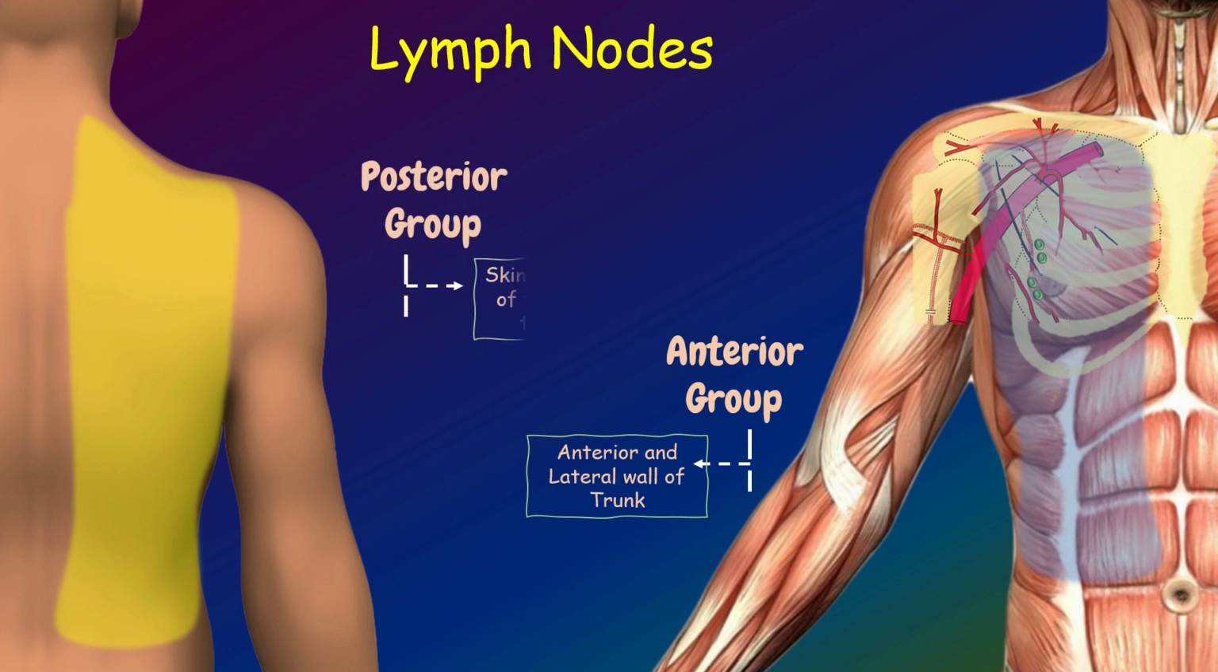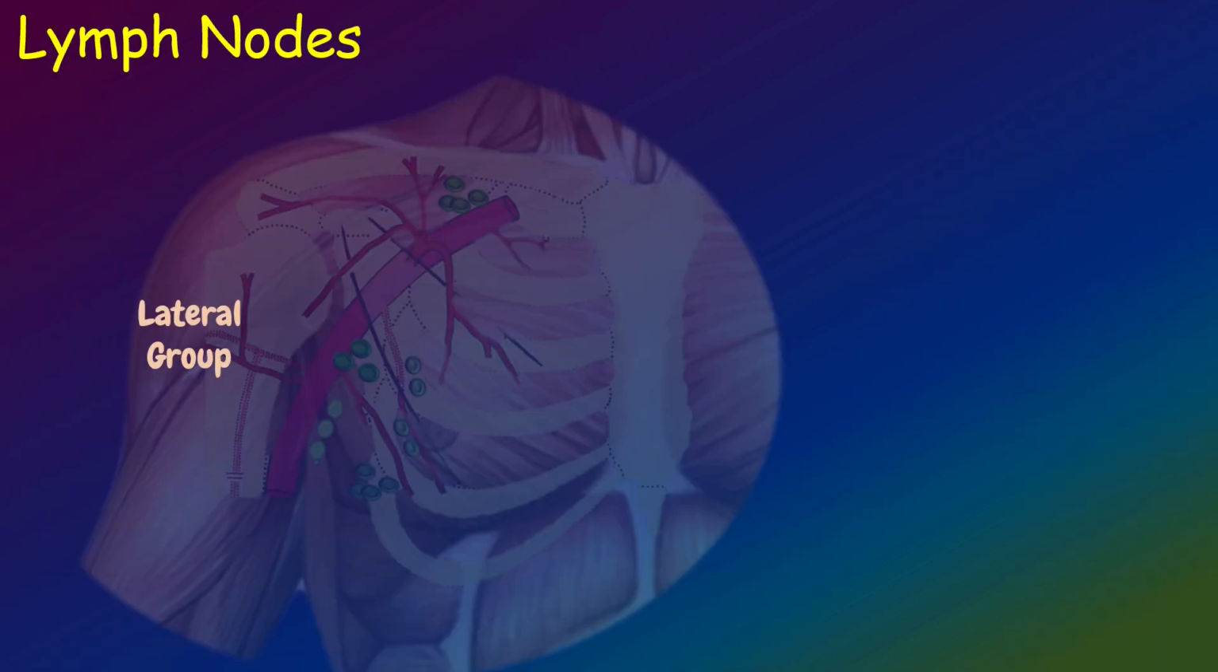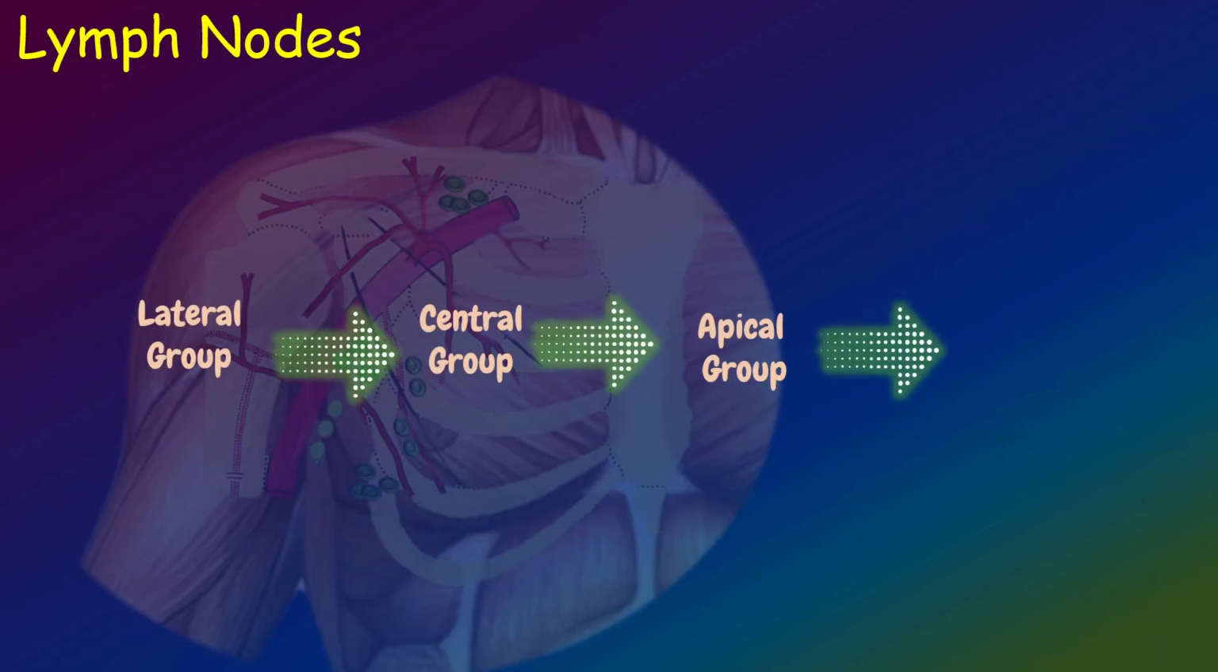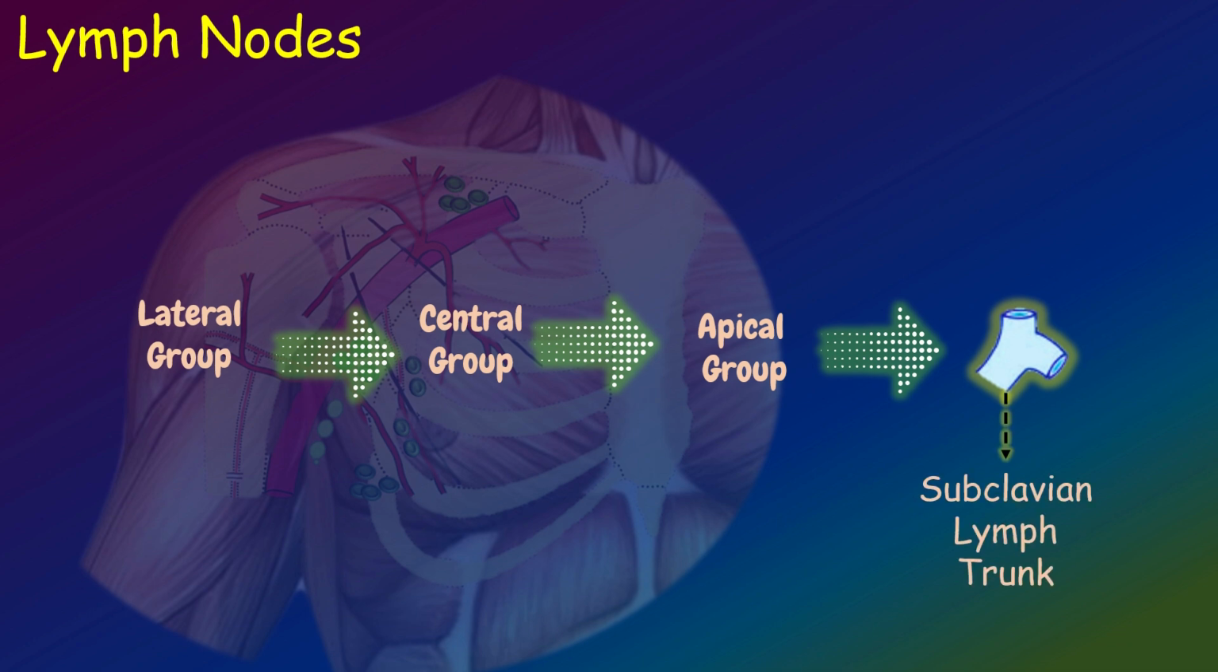The posterior group of axillary lymph nodes receive lymph from skin and muscles of the back of the trunk. Almost all the lymph from the upper limb drains into the lateral group. The lymph from here moves to the central and then the apical group of lymph nodes. A few vessels go directly to the apical group.